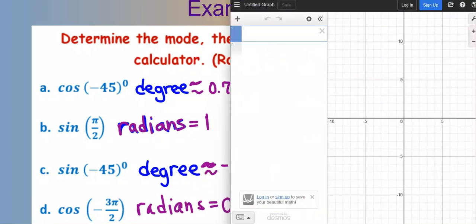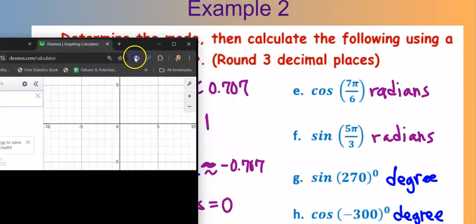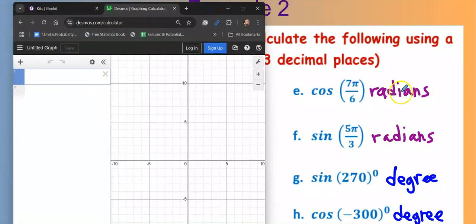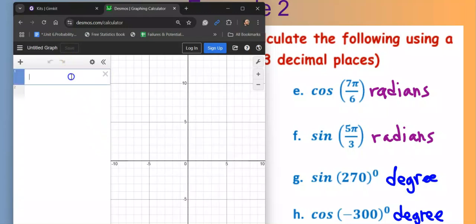Put my Desmos here. And we're gonna go to the other side, and we're gonna do radian mode. Oh, there we go. We're gonna do radians, and then we're gonna do degrees, because radians is first here. So if you hit that wrench right here, at the bottom here, you see the radians, and you have degrees. Again, whichever one is highlighted, whichever one's darker, that's the mode you're in. So here, we're already in radian mode, which is great.